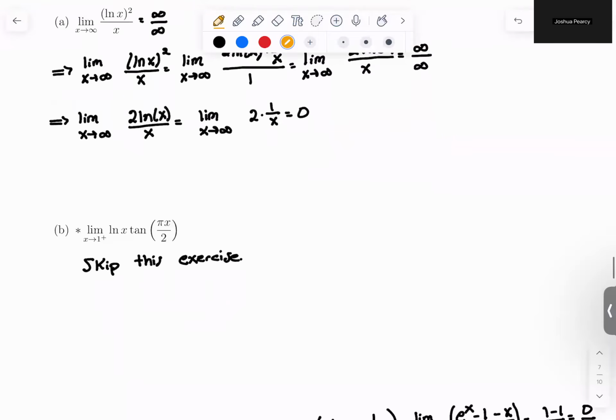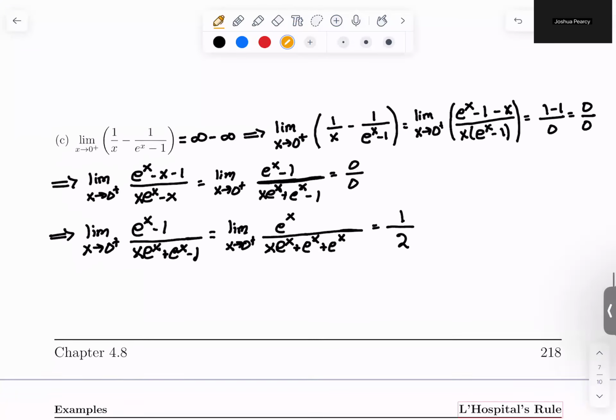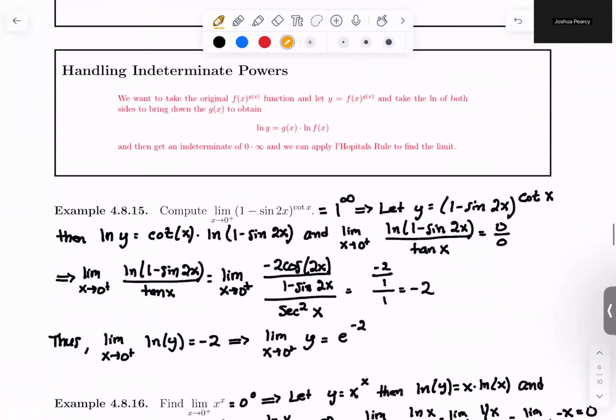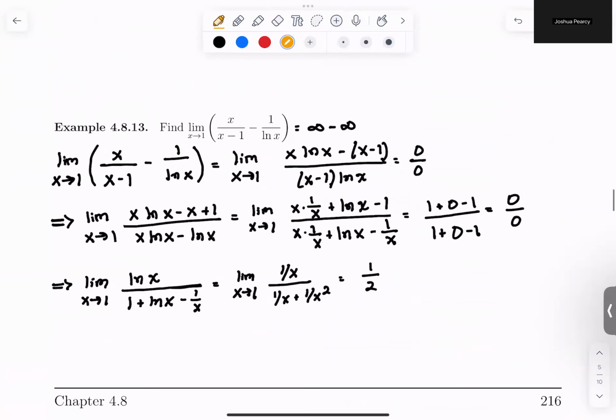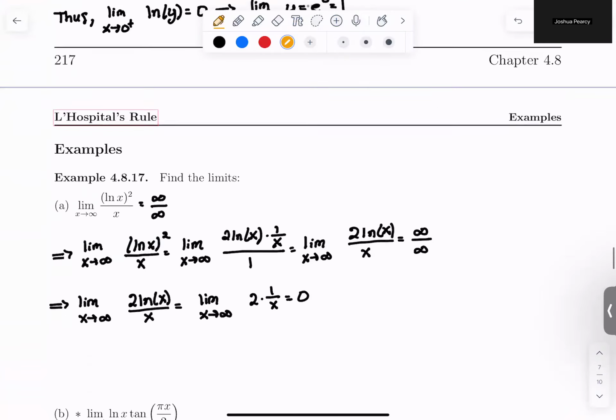The next one, part B, I said skip this exercise. That one's a little too difficult. Now the next one here, we have a type infinity minus infinity. So what did I do earlier on a problem like this? I pretty much cross multiplied to get a common denominator. So that's what I'm going to do here again.